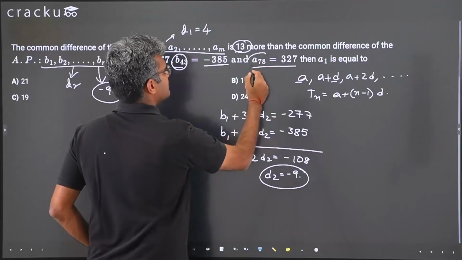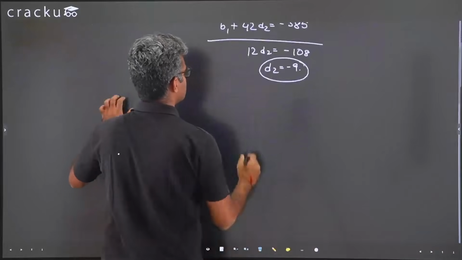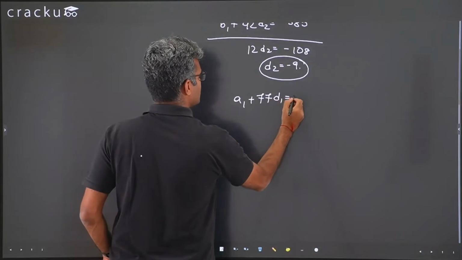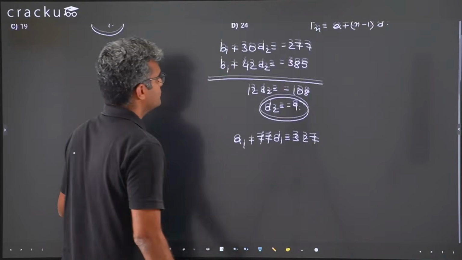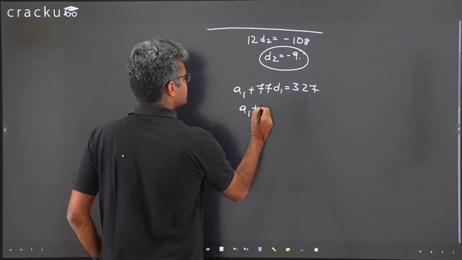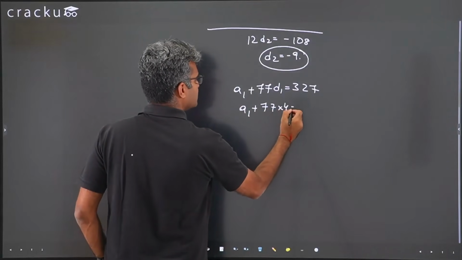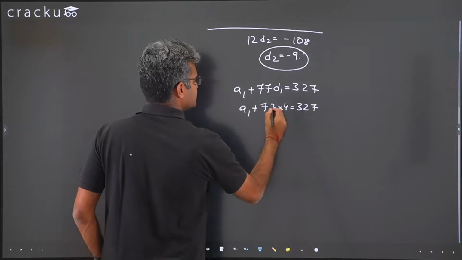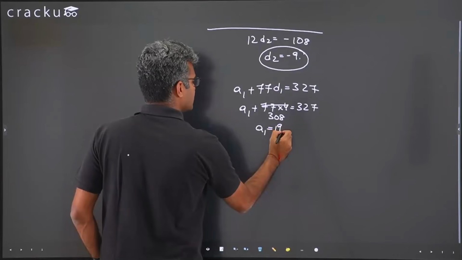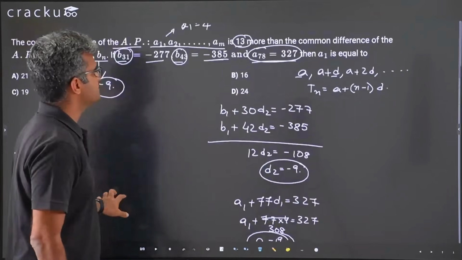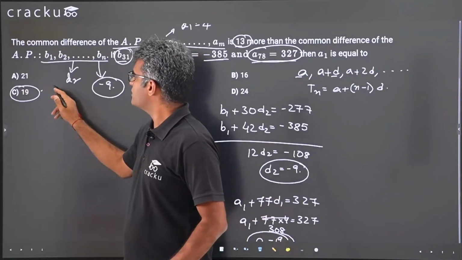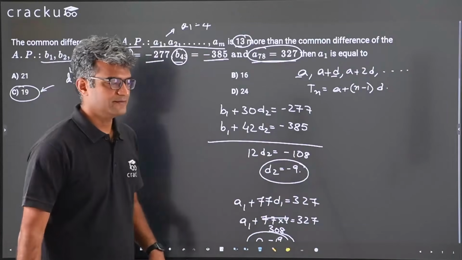And the 78th term of that arithmetic progression is 327. So a1 plus 77 times d1 is equal to 327. But we just discussed that d1 is equal to 4. So a1 plus 77 into 4 is equal to 327. 77 into 4 is 308. So a1 is equal to 19. So the answer for this particular question, where the first term of the first arithmetic progression has to be calculated, is option C, which is equal to 19.